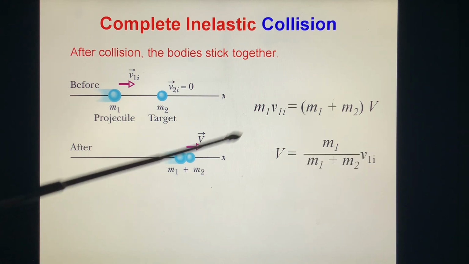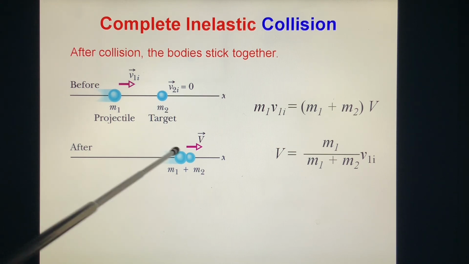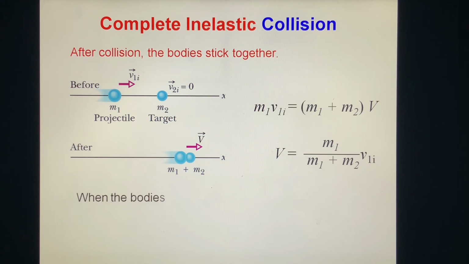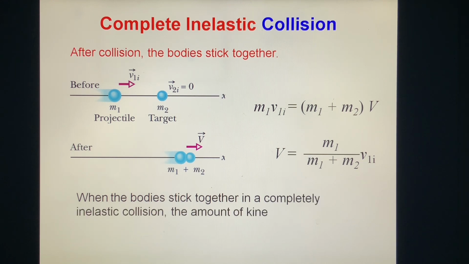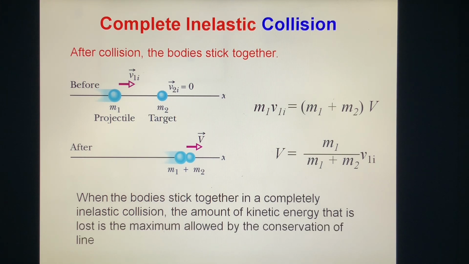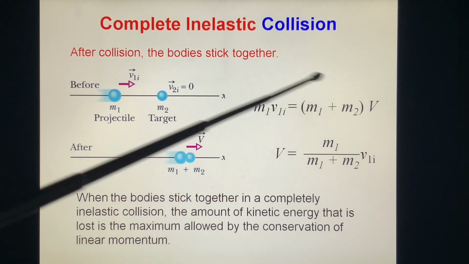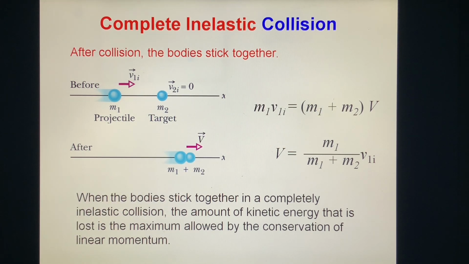This is the velocity of the center of mass. After or before, it is always this one. When the bodies stick together in a completely inelastic collision, the amount of kinetic energy that is lost is the maximum allowed by the conservation of linear momentum. So the conservation of linear momentum limits the energy lost.